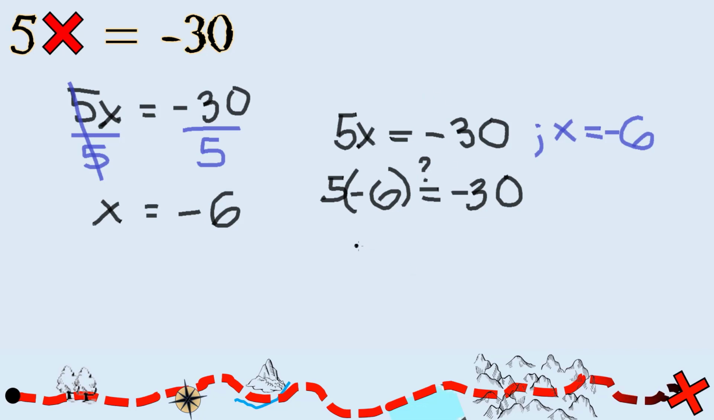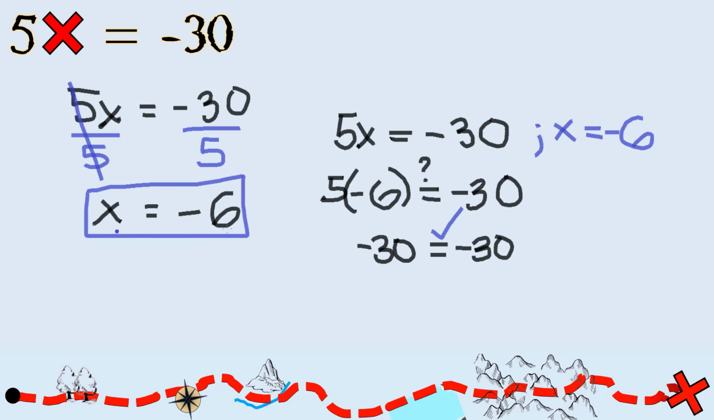5 times negative 6 is negative 30 for your left hand side. Your right hand side is already negative 30. Once you reach this point, we can now determine that your checking is done, and you have verified that this value of x for your unknown is correct. This is how we show our solution for the unknown.